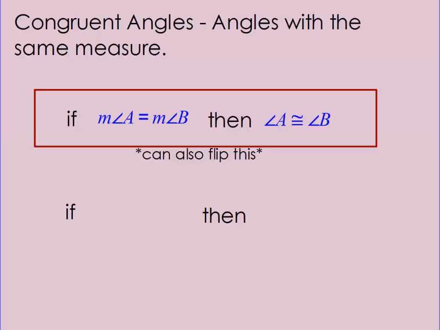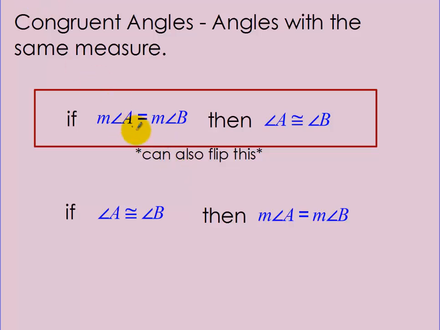So congruent angles. Angles with the same measure. The definition, the way to say this is if the measure of angle A equals the measure of angle B, then angle A is congruent to angle B. We can also flip this around too. If angle A is congruent to angle B, then the measure of angle A equals the measure of angle B.